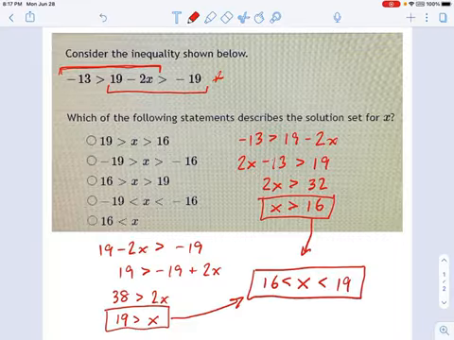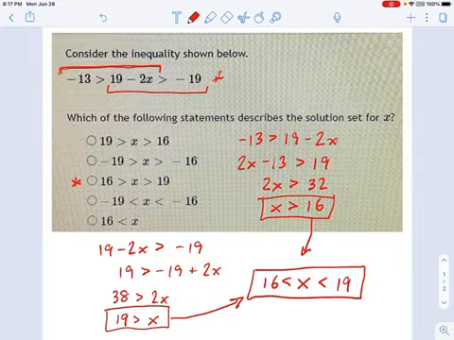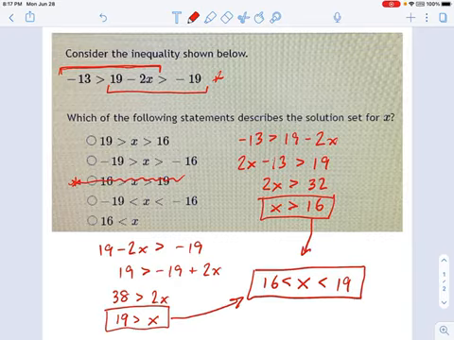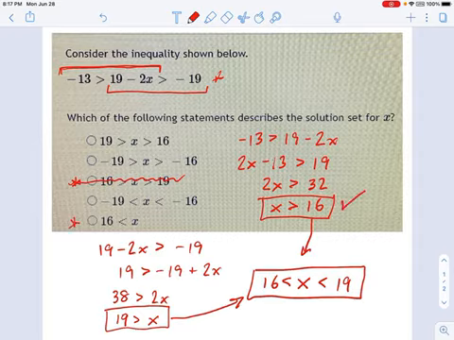At first your eye might be drawn to this one, right? But if you look closely, those inequality signs are drawn the wrong way. It says x is less than 16 but greater than 19. That doesn't even make sense if you think about it. These other ones have different numbers, so they don't work. Although this one, x greater than 16, is an example of a gotcha. It looks close. It's correct in part of it, but it's not correct in the other part. It's missing the 19. So that's not going to work either.